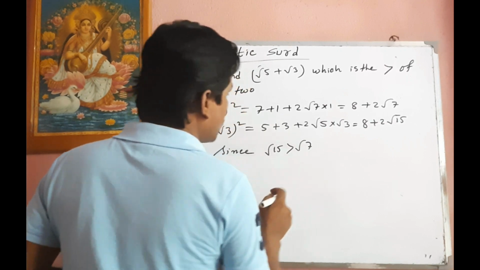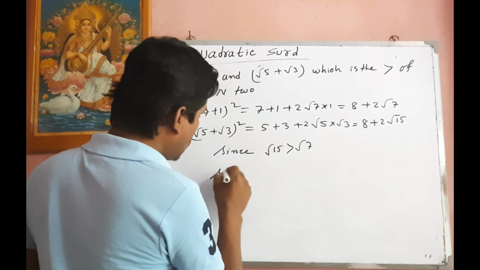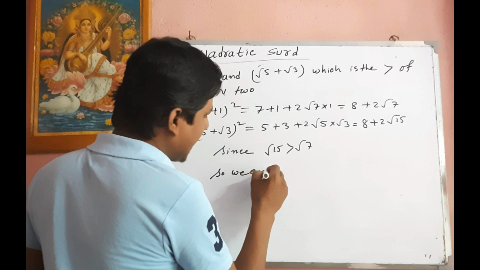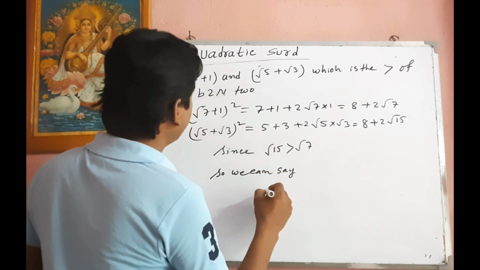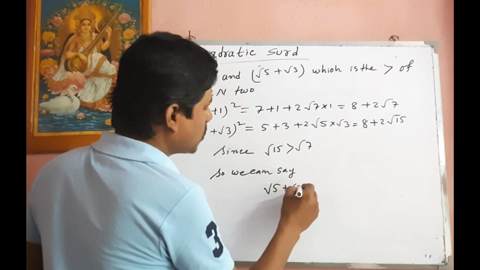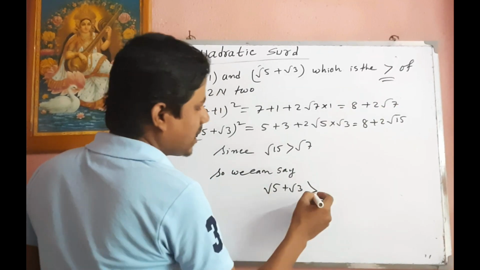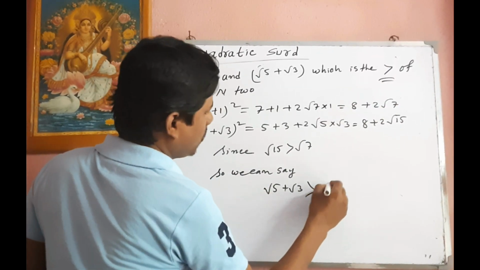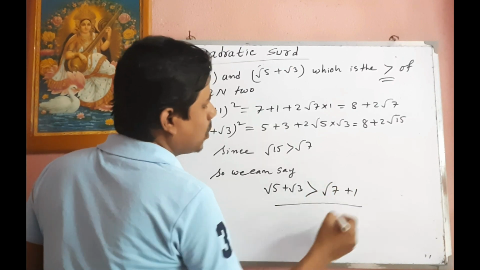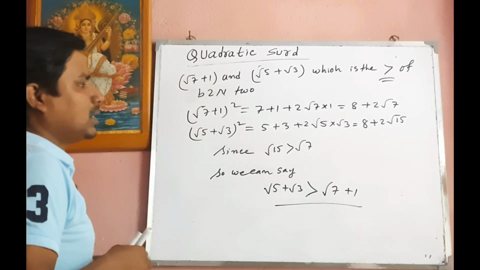Since root 15 is greater than root 7, we can say root 5 plus root 3 is greater. This is greater than root 7 plus 1, which is our required result.